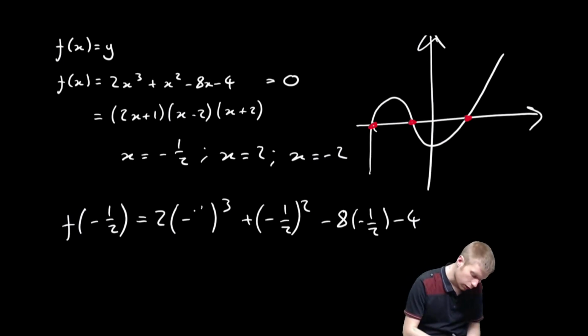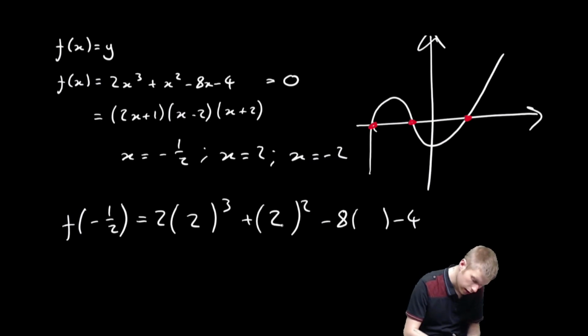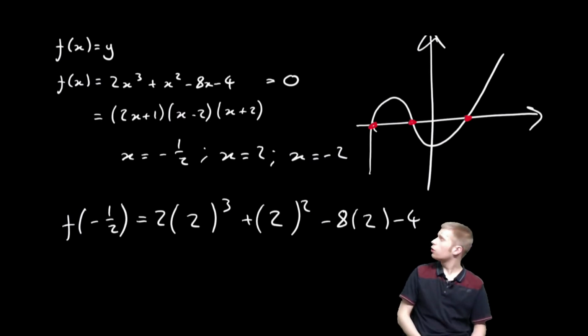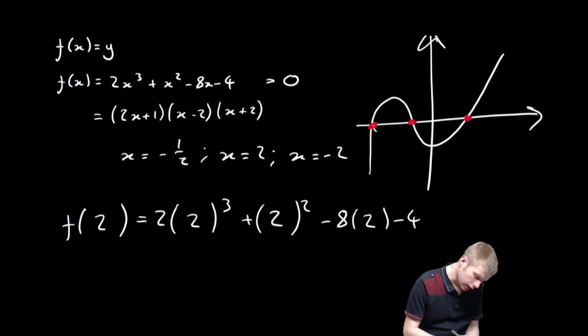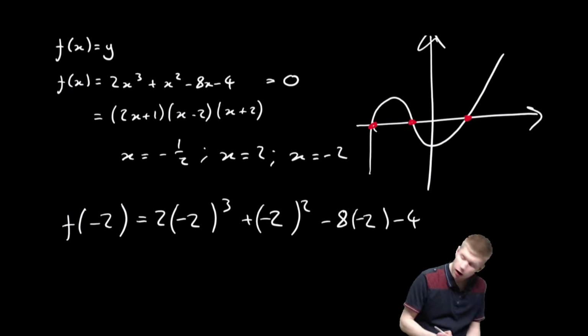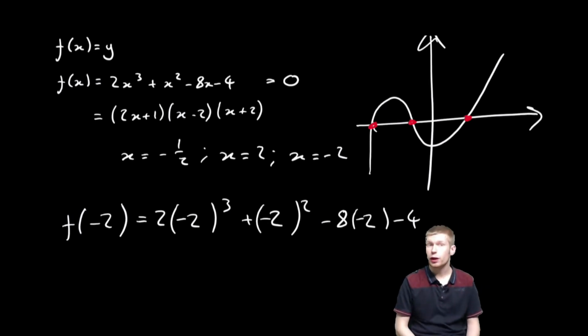And likewise, let's replace x with 2. So put 2 in there, 2 in there, and 2 in there. You can verify when you multiply that out that it should equal 0. And likewise, let's put minus 2 in. When we put minus 2 in there, you can verify when we multiply that out that it should also equal 0.